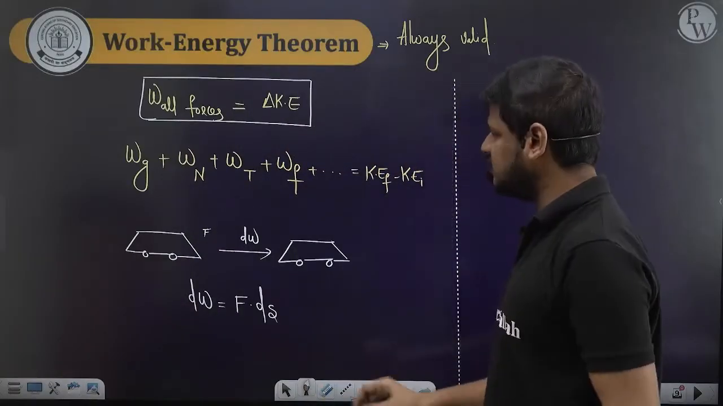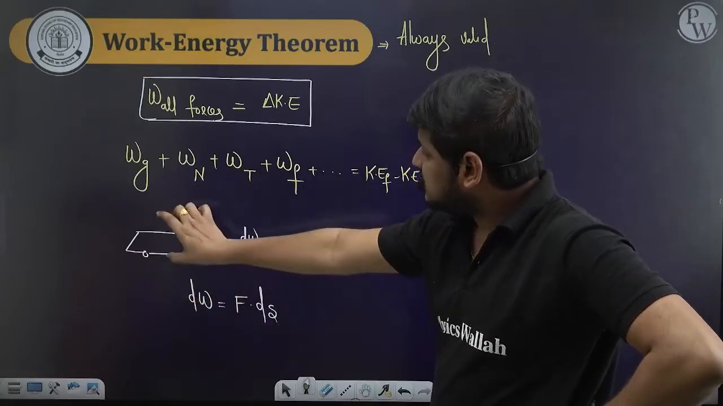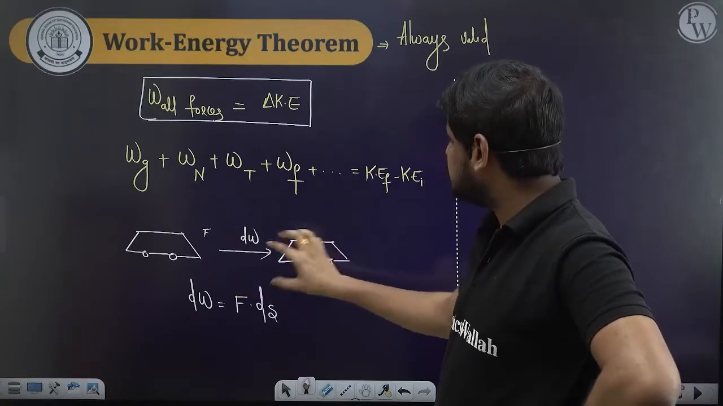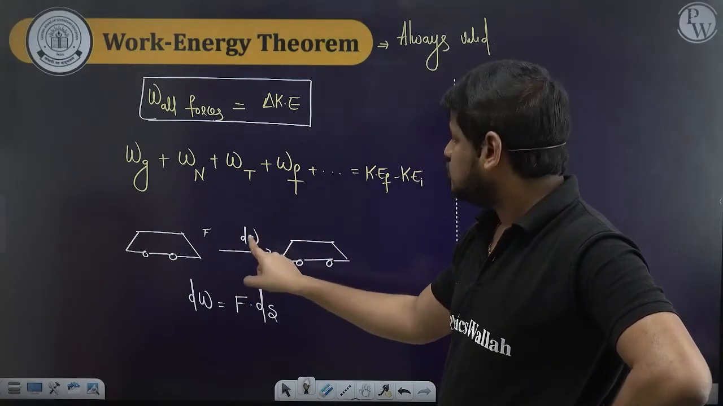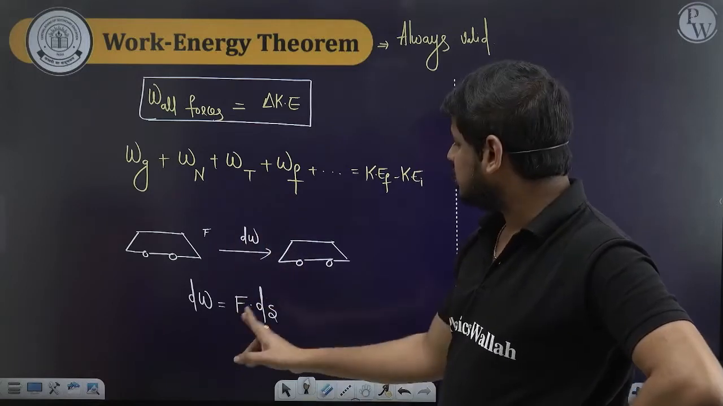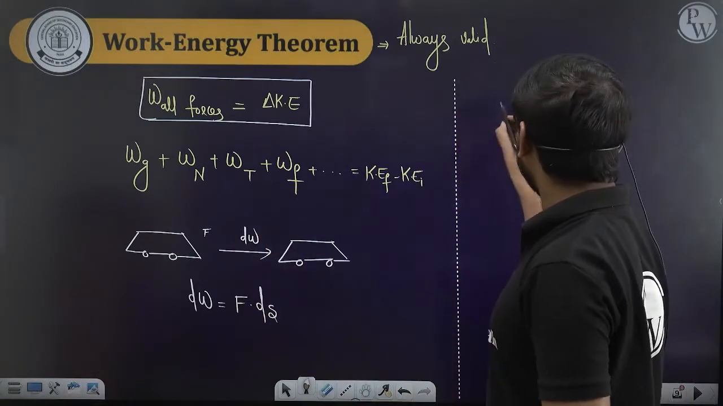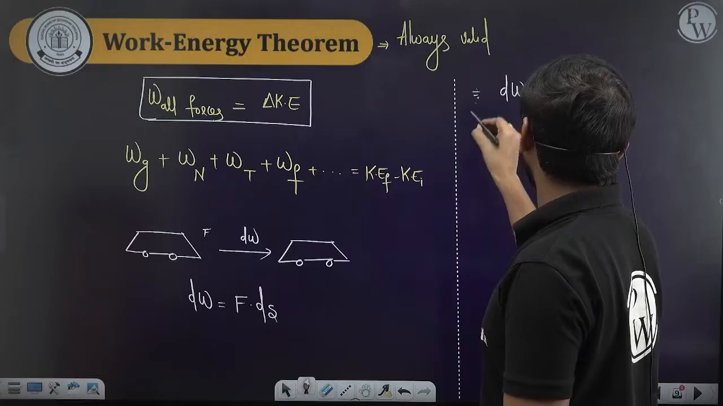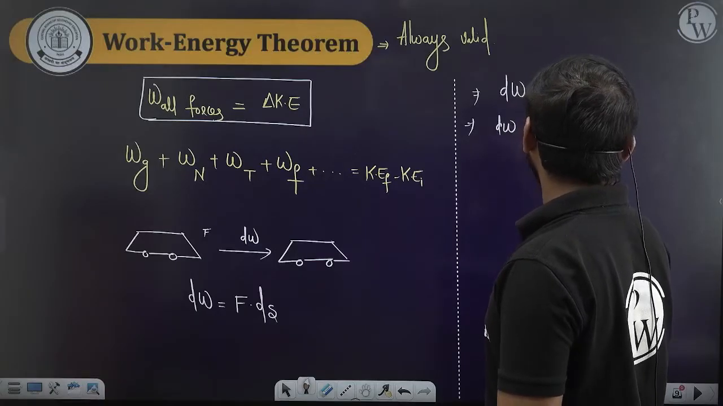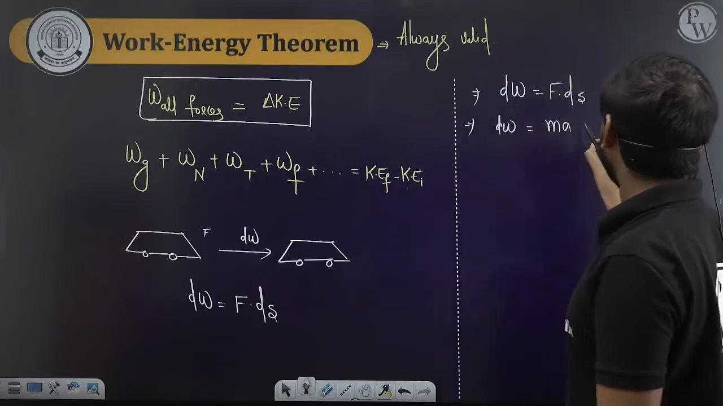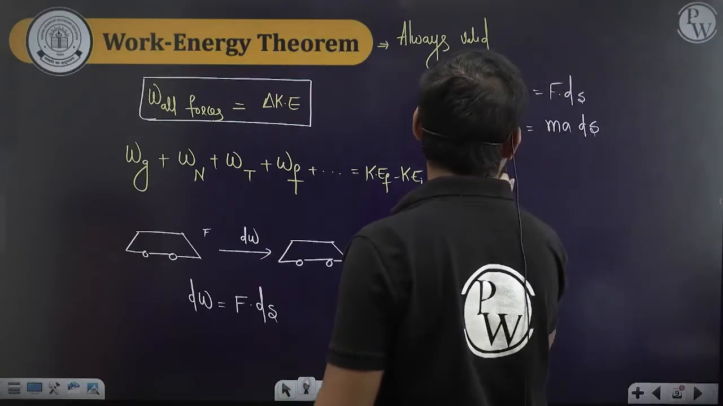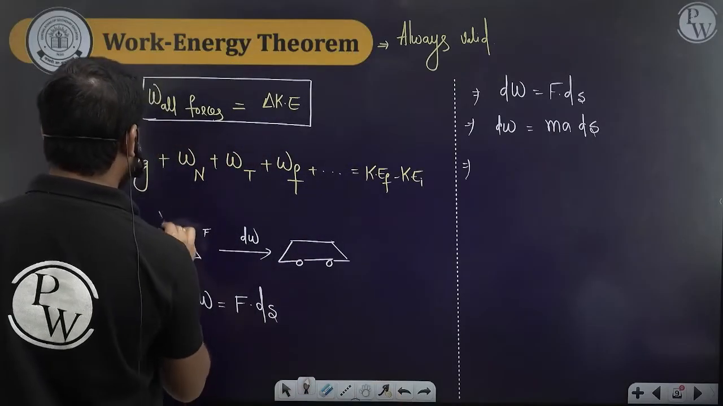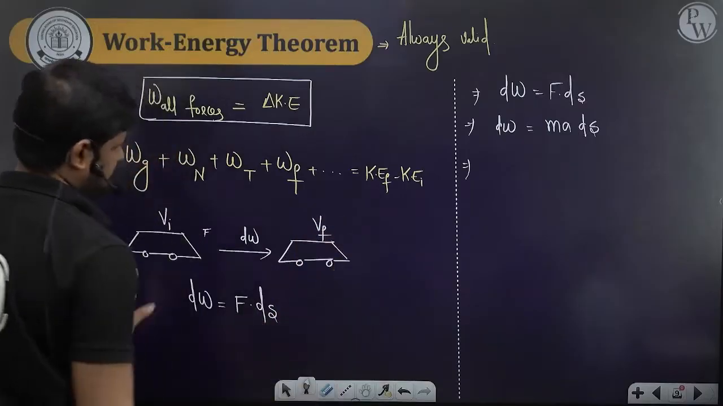See, we are not doing anything complex here. Initially the body is there and we applied some force, so the body has moved by a very small distance ds. What is the work done in moving the small distance ds? dw is equal to F dot ds. This is what I am writing here. Then dw is equal to, in place of F, I am writing ma into ds. Now let the initial velocity be vi and the final velocity vf. Okay, chalo.